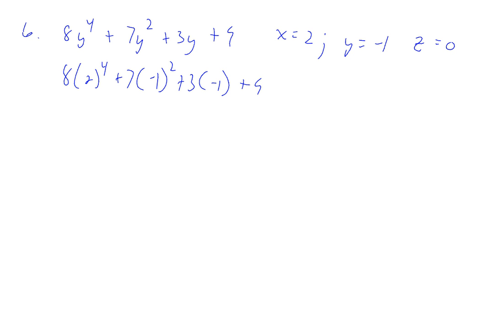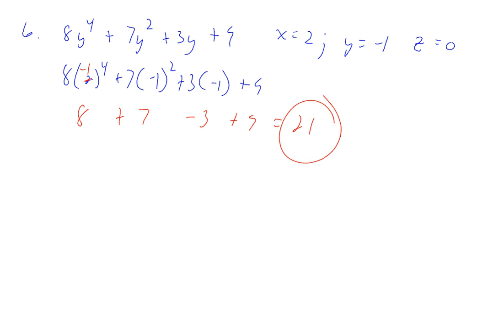Okay. 2 to the 4th: 2 times 2 is 4, times 2 is 8, times 2 is 16. What in the world is 8 times 16? Anybody know what 8 times 16 is? Oh, it's a y. Make sure you've got the right things in there. Okay, negative 1 to the 4th is a 1. 8 times 1 is 8, so that's an 8. Negative 1 squared is 1. 7 times 1 is 7. 3 times negative 1 is negative 3, plus 9, we have 15, 12, 21.